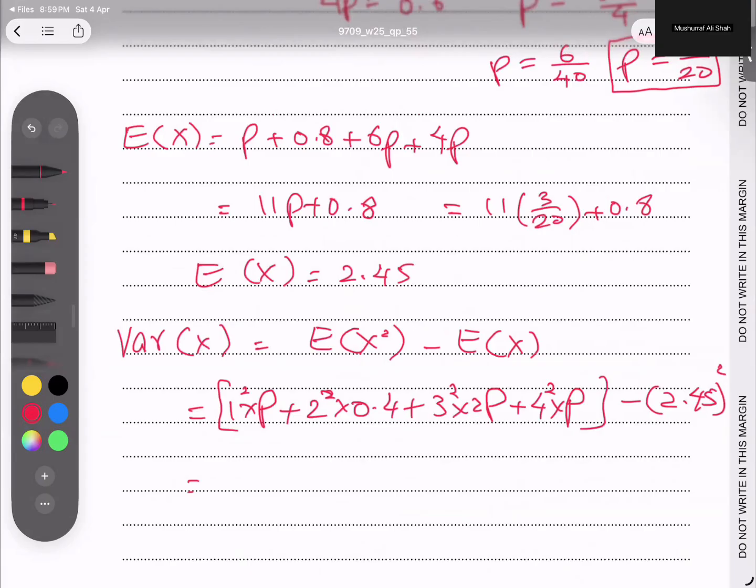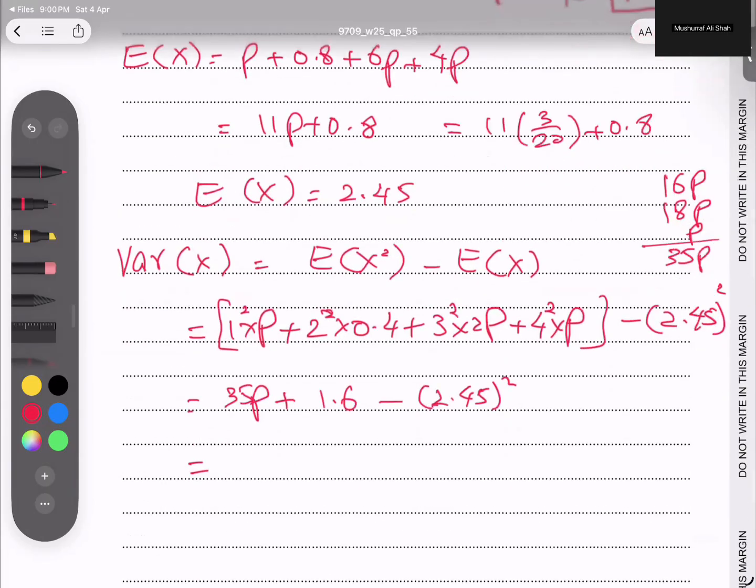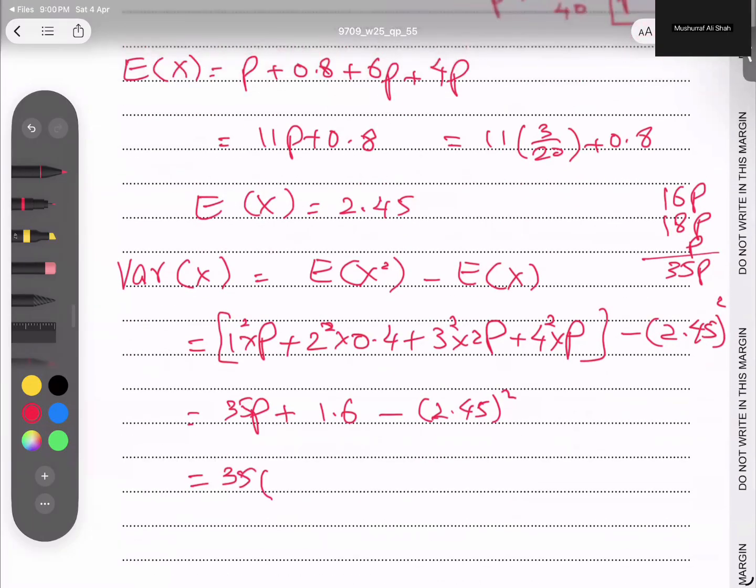And I'm going to finalize. Let me check: 16p comes from one side, 9 twos are 18p, and p. So I got 35p. And plus 2 squared, 4 times 0.4, is 1.6, and minus 2.45 whole squared. Let me check once in the calculator. So 4 times 0.4 is 1.6. And now I'm plugging in the value of p, that is 35 times the p value we have, 3 over 20.